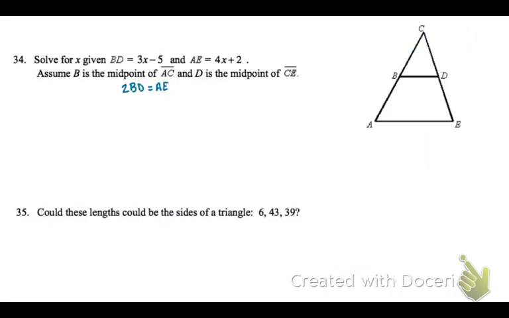On 34, by definition and knowing what we know about midpoints of triangles, BD has to be half the length of AE, meaning that if we double BD, or multiply it by 2, then we're going to get the same as AE. So if we plug those in, take 2 times our length of BD equals AE, and we're going to go ahead and solve.